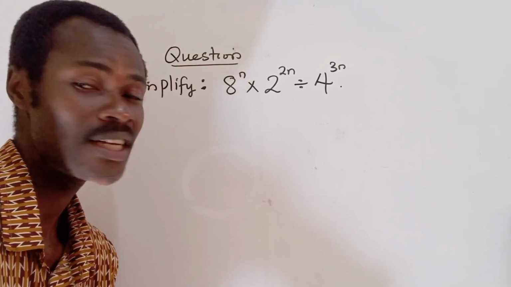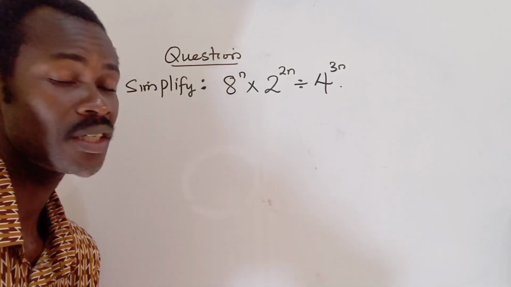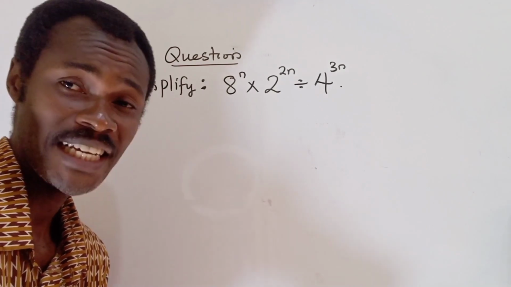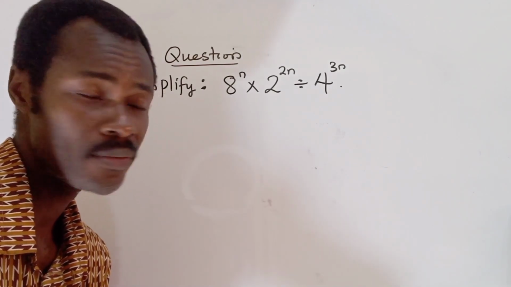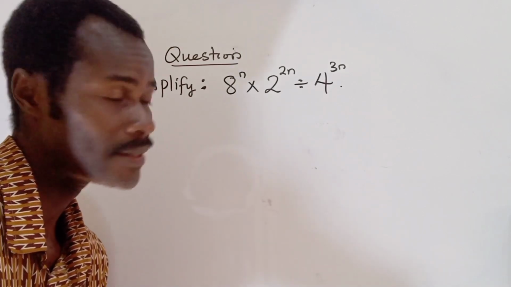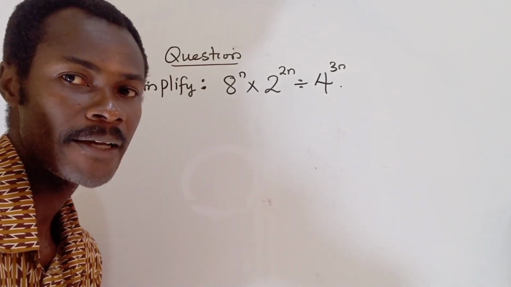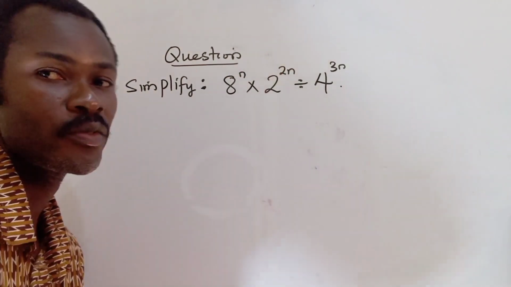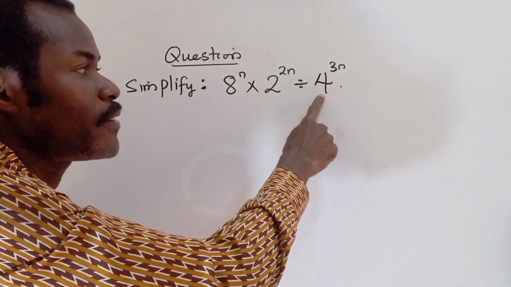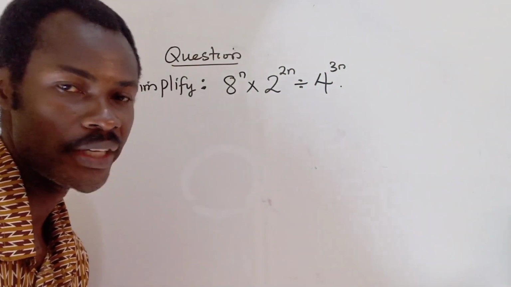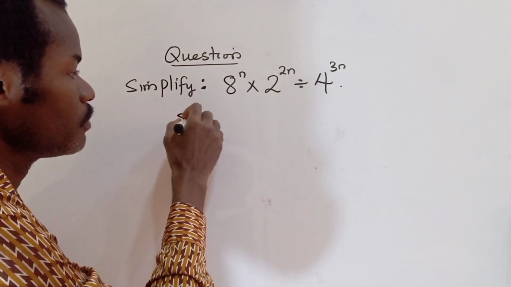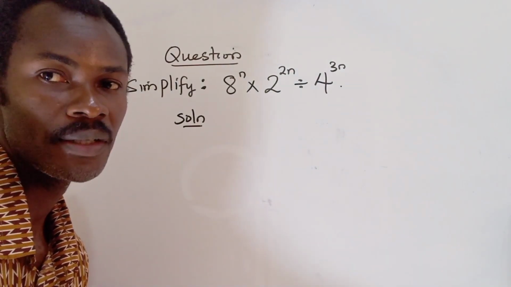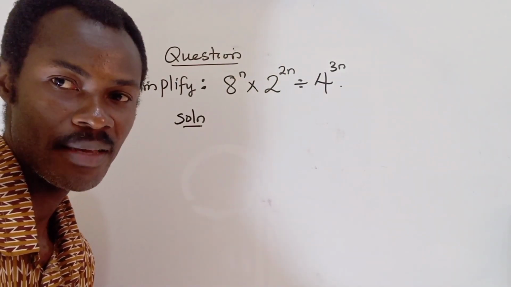Alright, so today let's get right into this question on the board on mathematics, and we have an exponential problem here to solve, on indices. So we have: simplify 8 to the power of n multiplied by 2 to the power of 2n, divided by 4 to the power of 3n. So simply to solve this, we have to keep all the numbers in the same base.